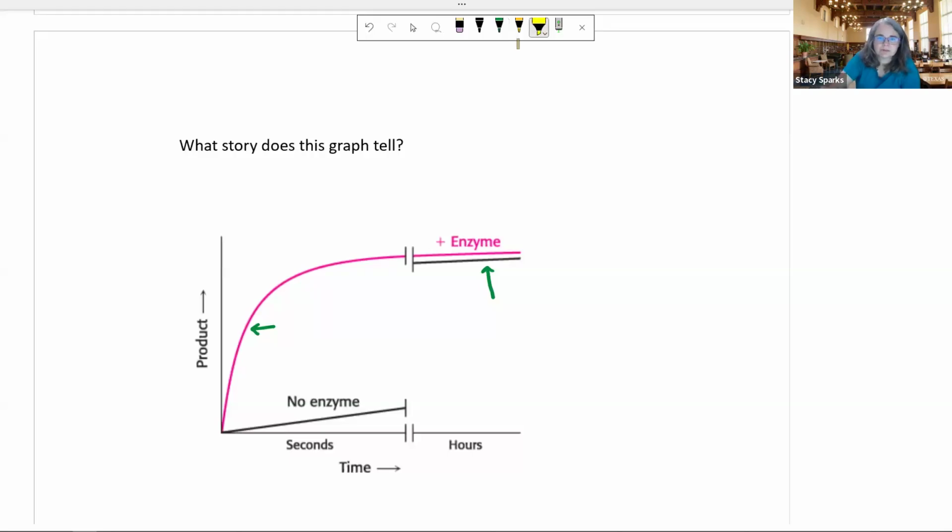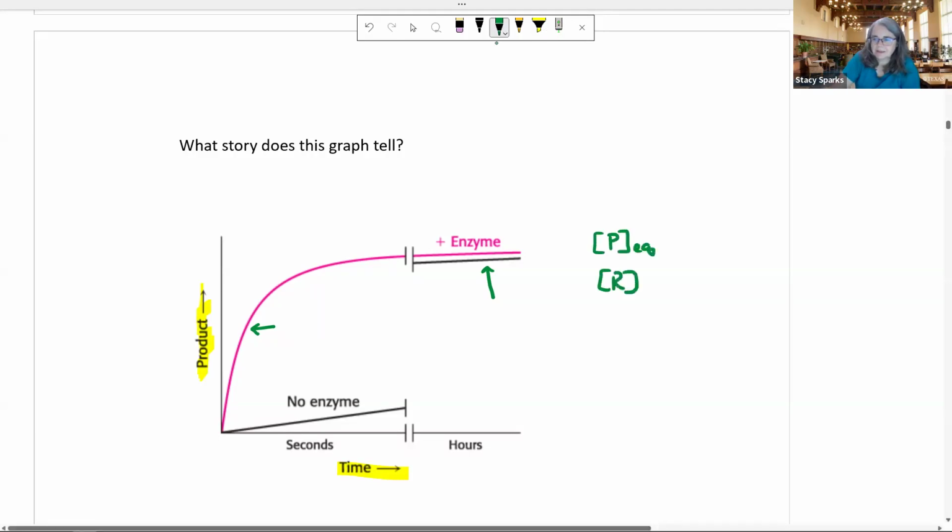Always good to look at your axes, right? We've got product versus time. So given enough time, we get the same amount of product. So we'll have the same amount of product at equilibrium, the same amount of reactant at equilibrium. And so we're going to have the same equilibrium ratio. Okay? The speed we got there changes, but the equilibrium doesn't.